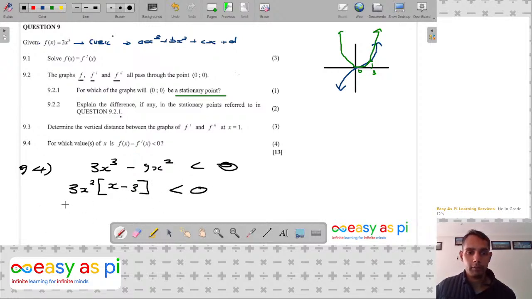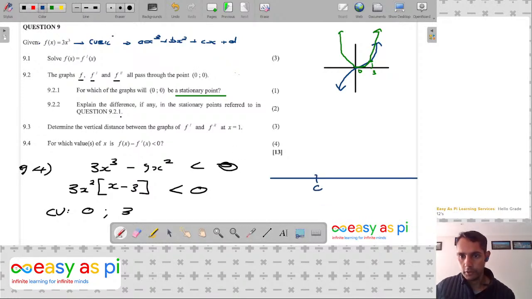Now from here, of course, I've got to get my critical values. And I know my critical values are at 0 and at 3. So then I'm going to draw my number line, like so. I'm going to put down 0, and I'm going to put down 3. And all I'm going to do is start to plug in values here and see what I get. So let's take a value less than 0, because remember this is going all the way to negative infinity, and that is going all the way to positive infinity.